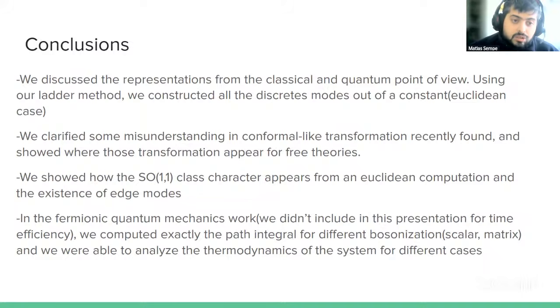We actually clarified some misunderstanding about the conformal transformation reasoning by Basile. We showed how this transformation appears in a very different but clearer way, because we see that this is not a conformal transformation. This is a different kind. We can compute the path integral, and in the path integral we see how the SO(1,1) character appears. We get the additional contribution of the edge modes. So the Euclidean calculation is telling us something about the Lorentzian, and this is very amazing.